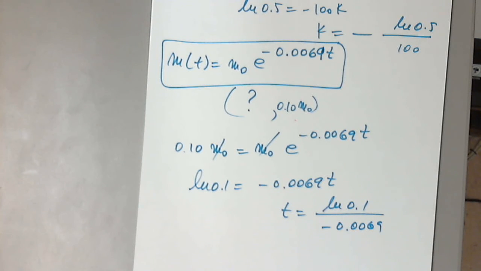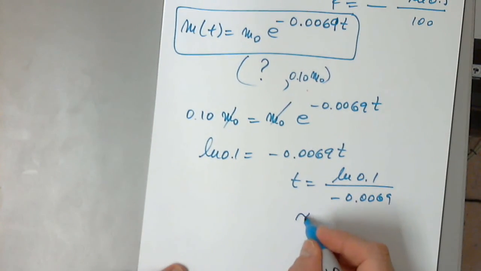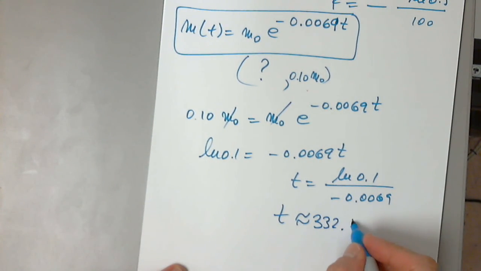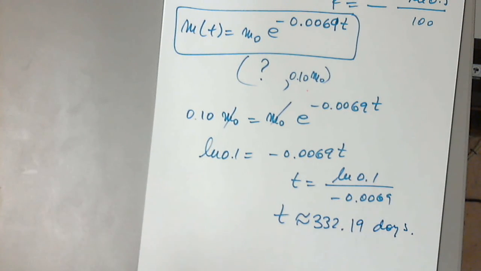Can anyone confirm this? Because I kind of changed numbers in here. Is that what you get? Did anyone get 332.19? Yes? No? Okay, I'll assume that that's correct. Thank you very much. 332.19 days. Anything else about maybe graphing exponential, graphing log? Any questions other than what we just looked at?